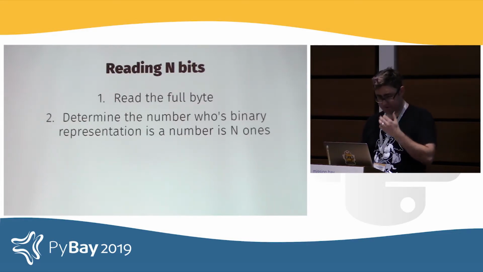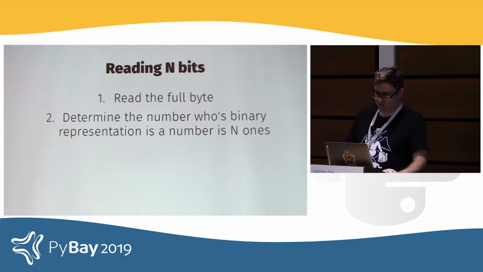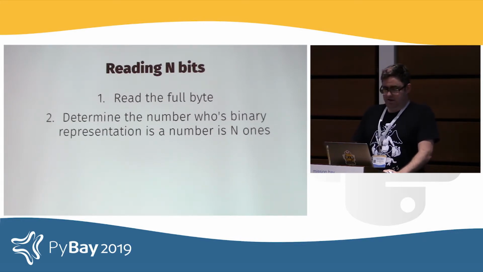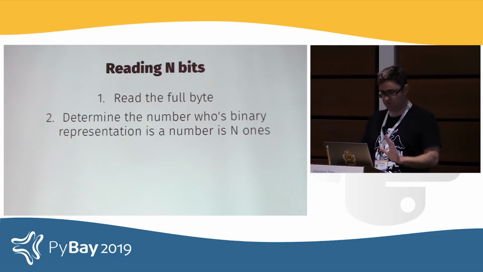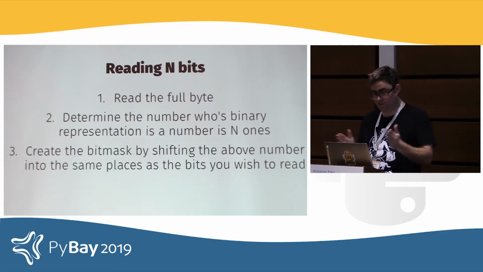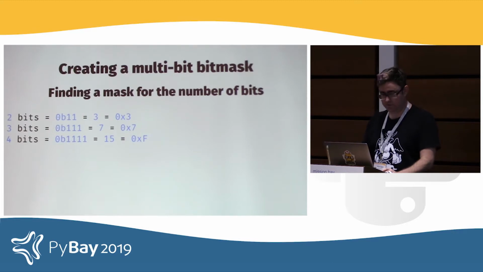So how are you going to read n bits? You read the full byte. You need to find a binary number whose binary representation is n 1s. And then you create a bit mask using that by shifting it over.